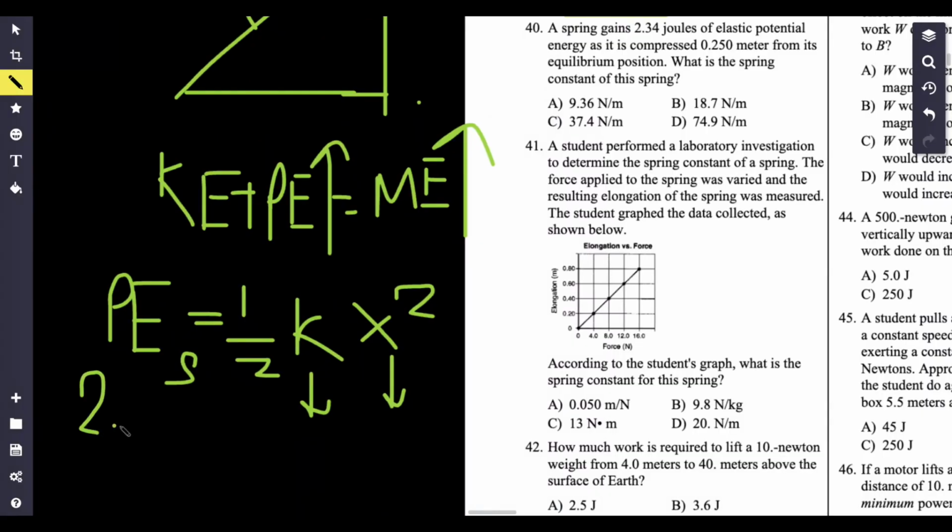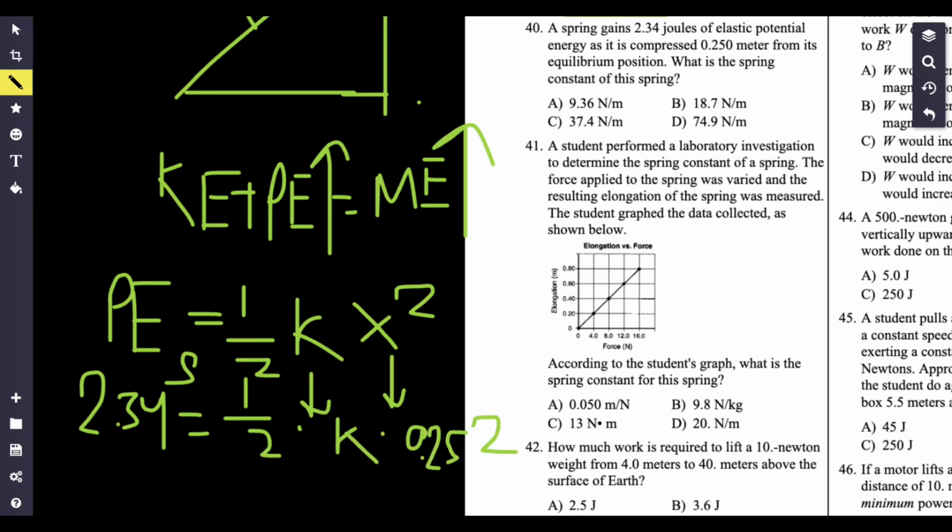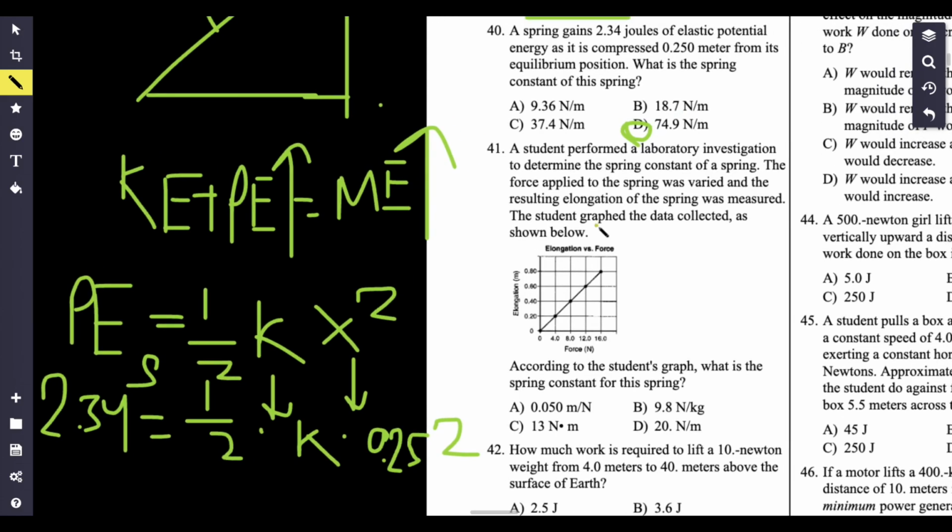So potential energy is 1/2 times k times 0.25 squared. I'm just plugging this into the calculator now. I got that my spring constant is actually D. That is going to be the answer, because 2.34 divided by 0.03125 is 74.88, which is approximately 74.9.